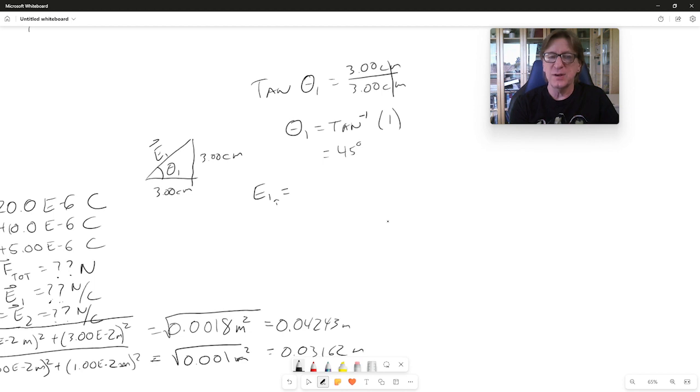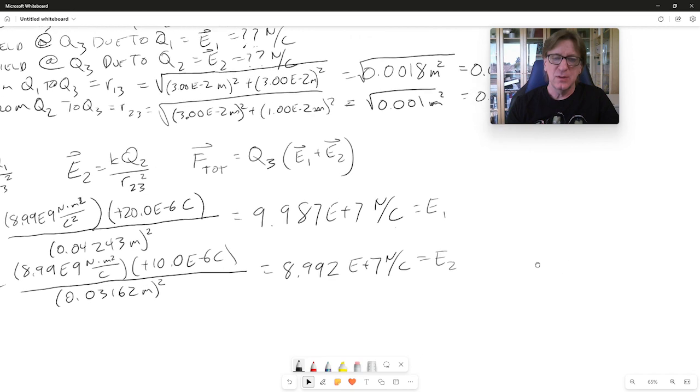right? So here's my hypotenuse. The i-hat component is the adjacent, so that's going to be cosine. So that equals E1 cosine theta 1. And E1's j-hat component, the one this way, is going to be E1 opposite over hypotenuse, which is the sine theta 1. All right, let's go ahead and work that out right quick.